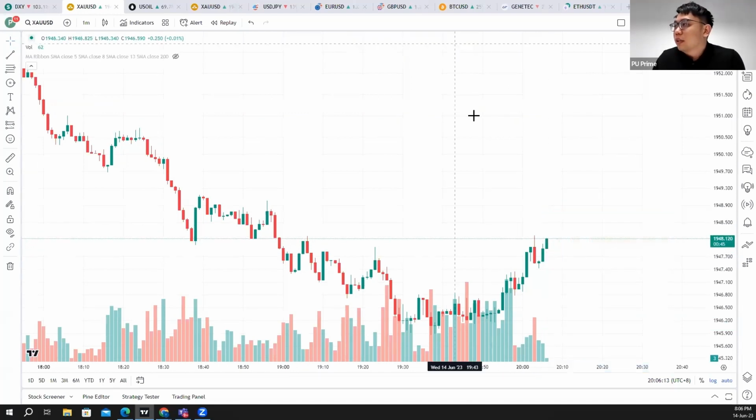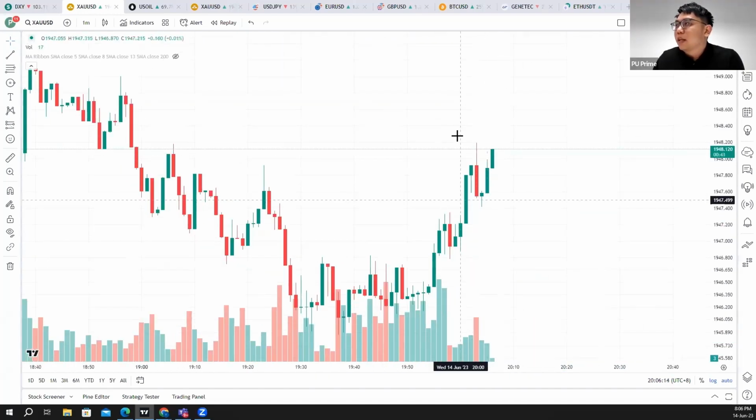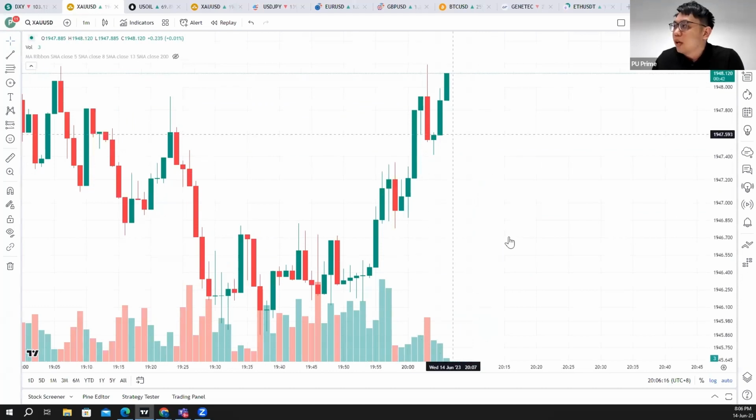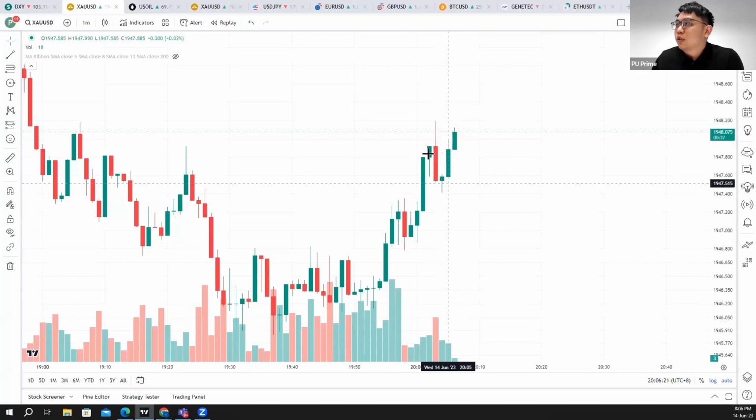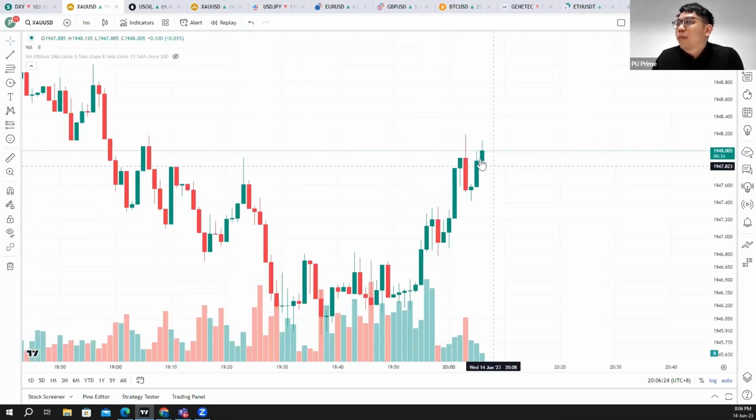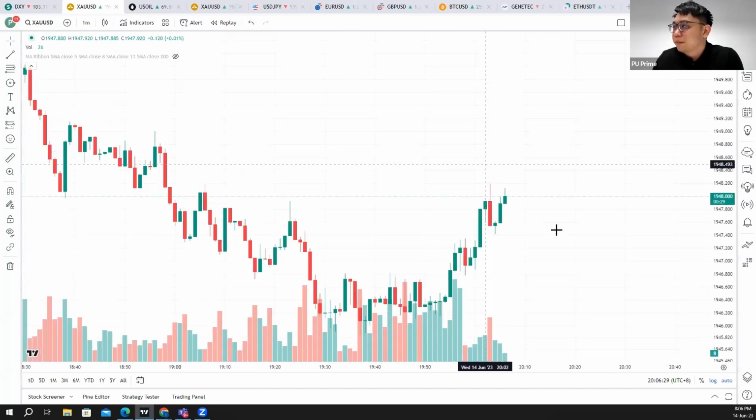Also, if you are very good at candlestick patterns, now this is forming. What is this? This is a morning star candlestick pattern. If you know about this candlestick pattern, you can actually open a long position here.